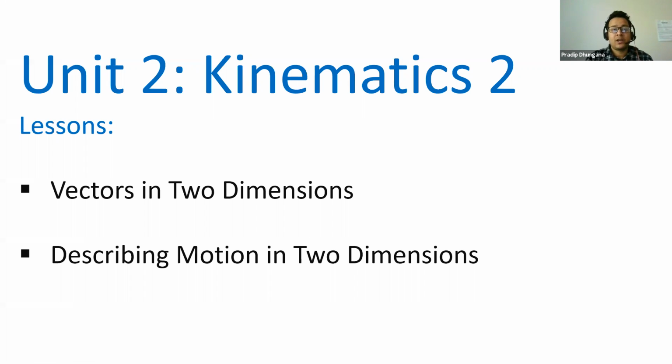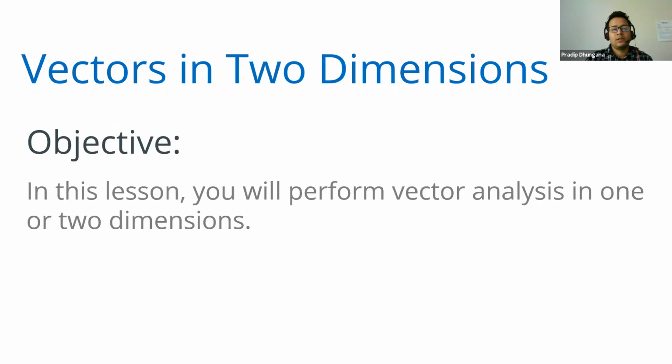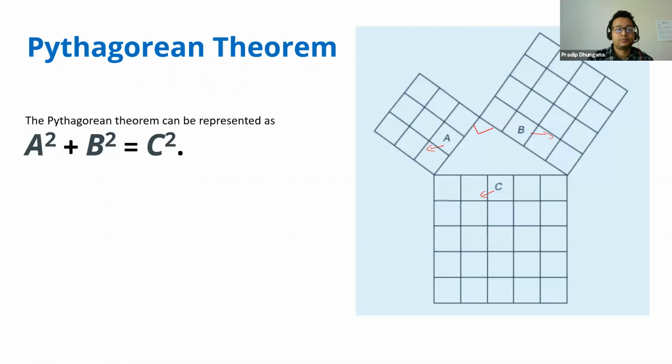So today we'll start Unit 2 Kinematics 2, and those are the lessons you can see on the screen that we'll cover today. These are vectors in 2 dimensions and describing motion in 2 dimensions. Let's start with vectors in 2 dimensions. The objective of this lesson is that you will perform vector analysis in 1 or 2 dimensions.